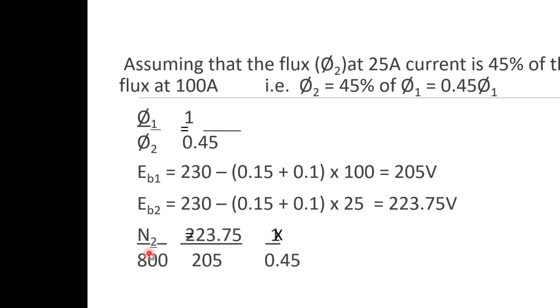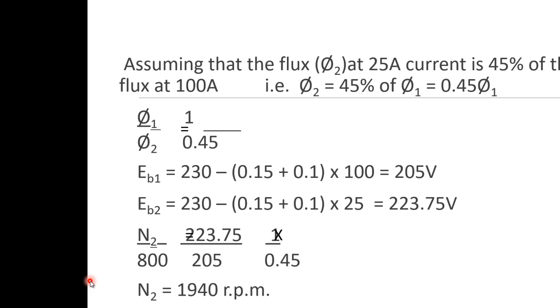So here N2 by N1 is equal to EB2 by EB1, which is equal to flux 1 by flux 2. Okay, so flux 1 is 1, flux 2 is 0.45. So substituting all the values here, directly we will get the N2 value. Okay, so N2 is 1940 rpm.